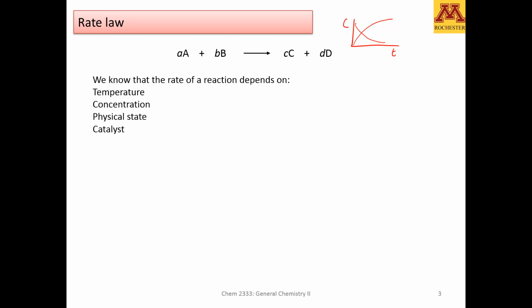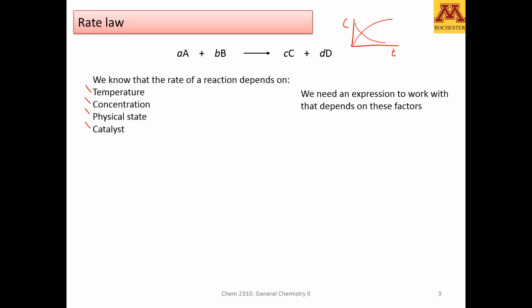So we know that the rate of a chemical reaction depends on the temperature, concentration, physical state, and catalyst. These are very different factors. We want to, however, understand how these factors affect the rate of the reaction from a quantitative point of view.